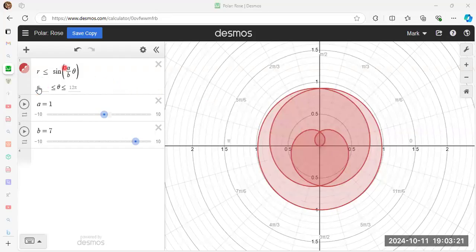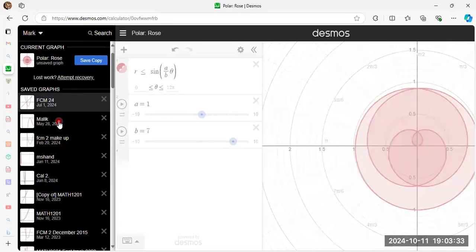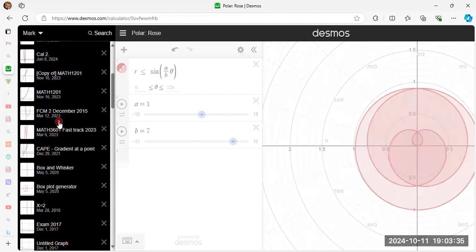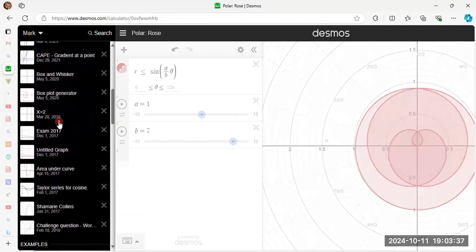I'm a little concerned with that. I'm not seeing why I'm not seeing my other stuff, but anyhow, I will sort it out. So that's just one thing that we can show you.